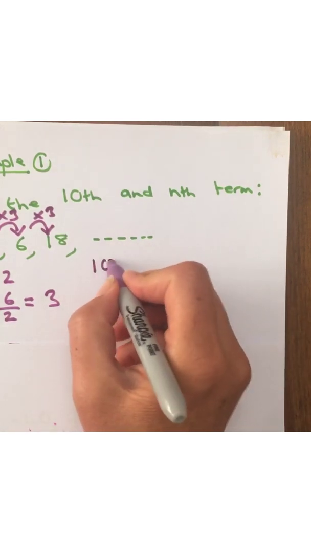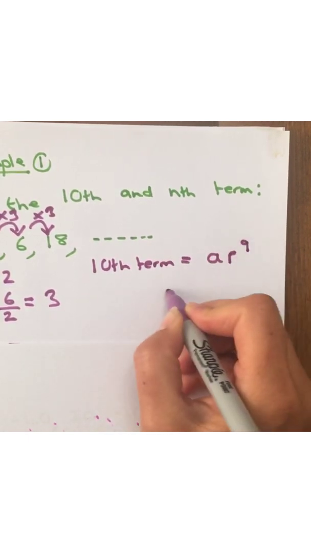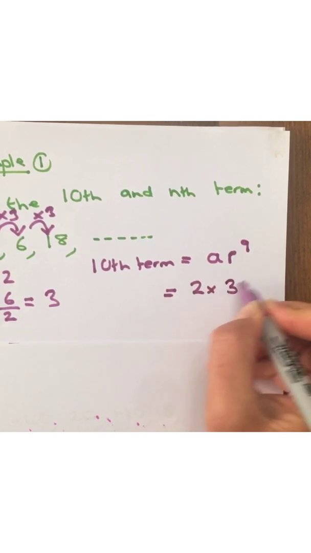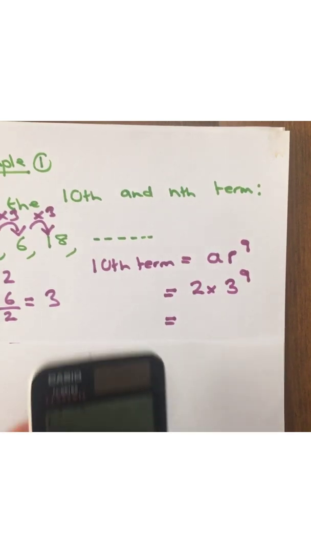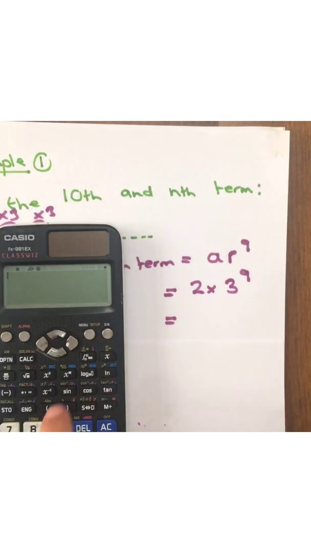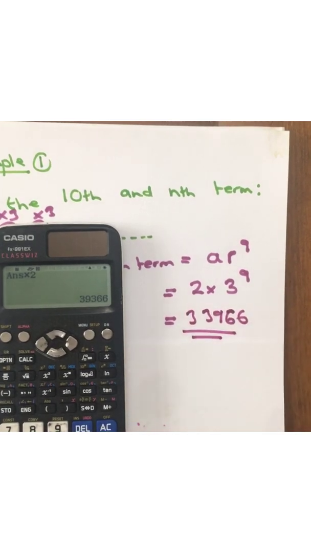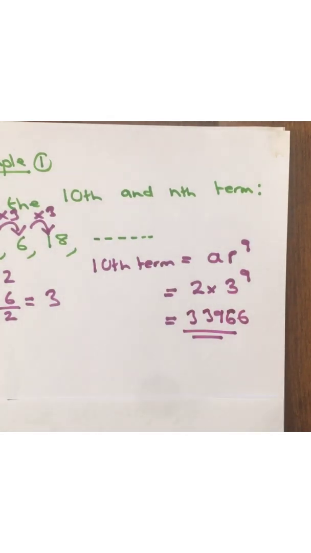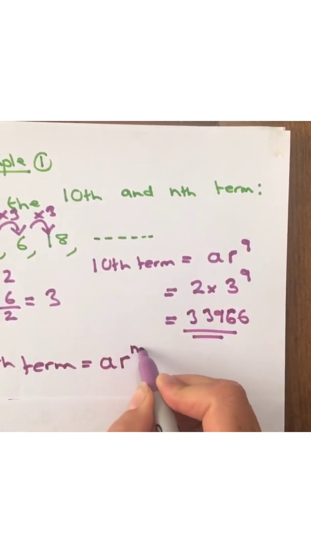So what will my 10th term be? It's going to be AR to the power 9. So A is 2, R is 3. So it's going to be 2 times 3 to the 9. You'll need your calculator now. Work it out on your calculator. I'm going to do 3 to the power of 9 and times it by 2. So I get 39366.